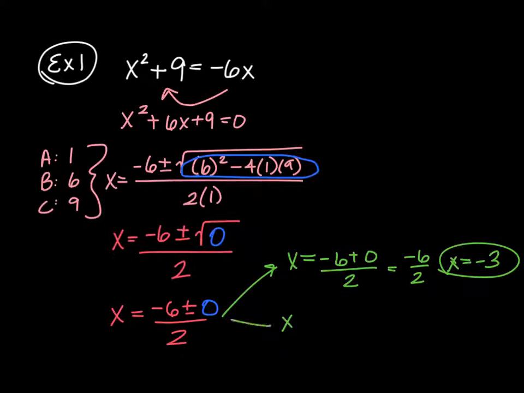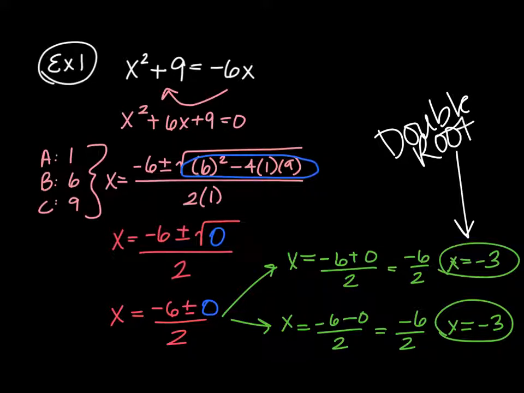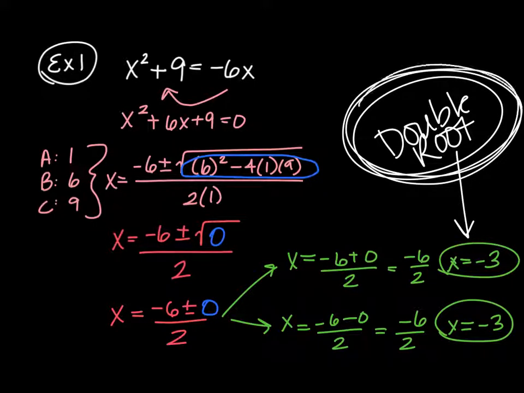And then we can also do our minus case, x equals -6 minus 0 over 2. Well, -6 minus 0 is still -6. Okay, so notice I'm getting the same answer twice. In your notes, you probably want to make a note that this is an example of a double root. It's where you're getting one answer, but you're getting it 2 different times, one when you do the plus and one when you do the minus. So it's important that you realize that this is an example of a double root.